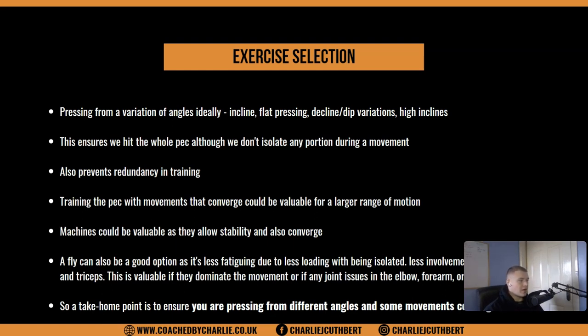Not that movements that don't converge are useless, but we should probably have at least some movements that converge in our program. Another benefit and consideration when it comes to machines, whether that's a Smith machine or a chest press machine, regardless of the incline, is the stability it provides. When we're doing a barbell bench press or a dumbbell or a cable press, we wobble slightly, we're not in the most stable environment, and when we're more stable we can produce more force and take that muscle to failure more effectively. So that can be a consideration as well.